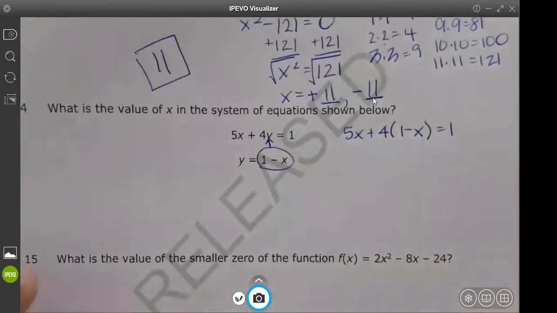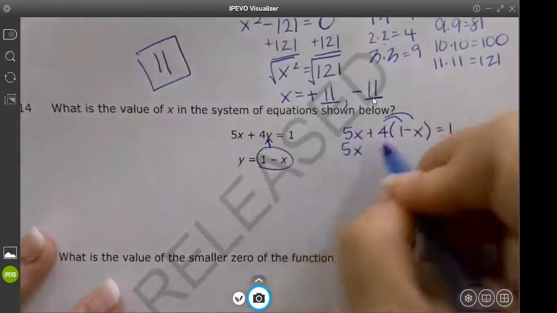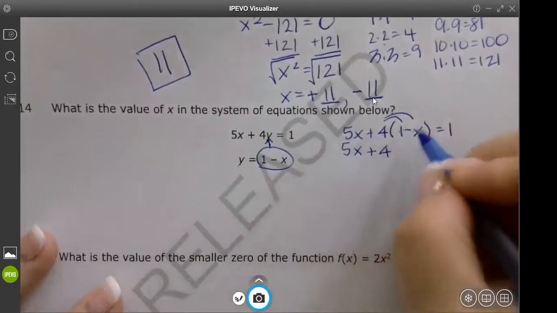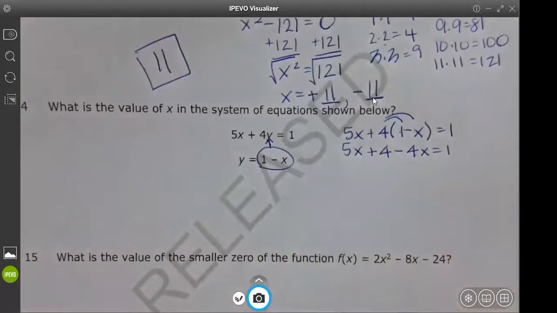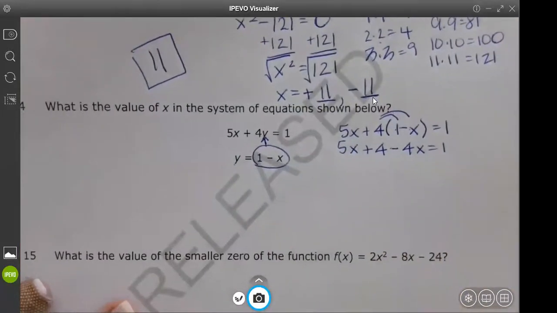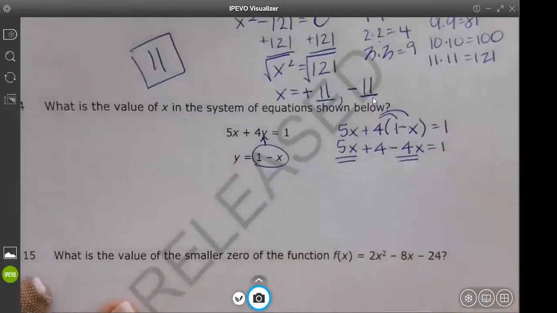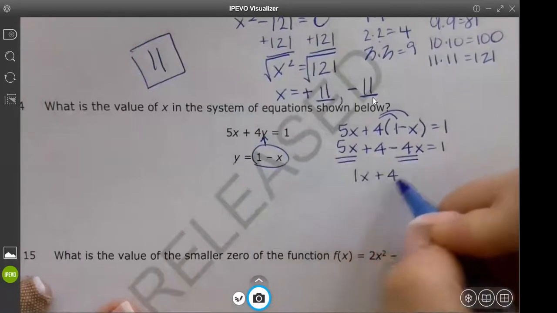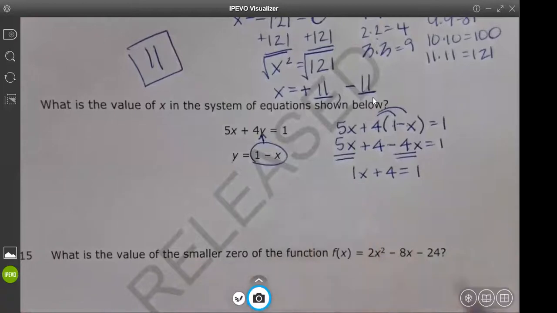You want to simplify this so that 4 has to be distributed. So we get 5x plus 4 times 1 is 4. 4 times negative x is negative 4x. Watch your signs. Combine your like terms. What is 5x minus 4x? 5 minus 4 is 1x. Plus 4 equals 1.